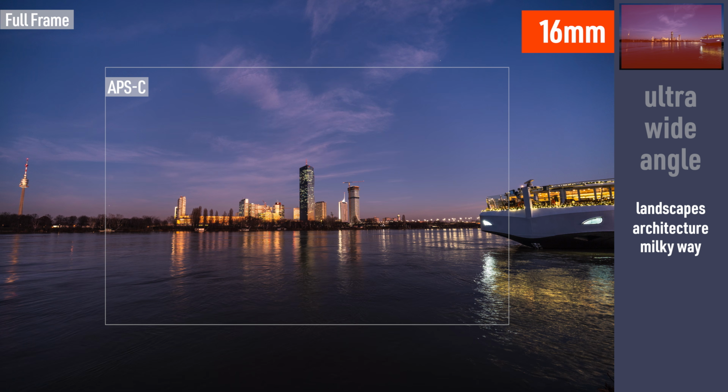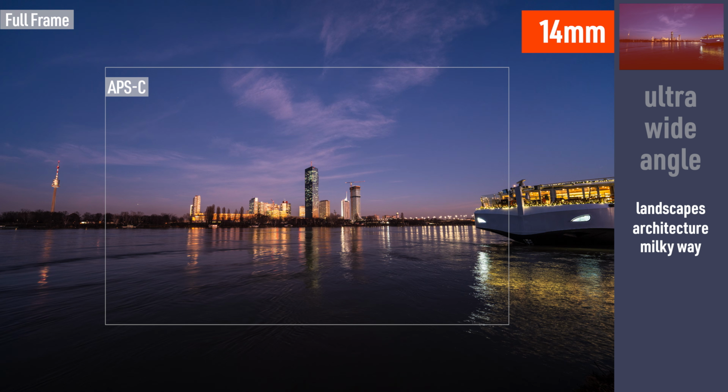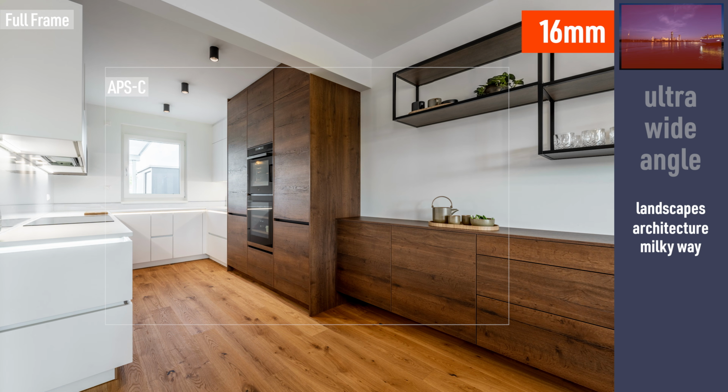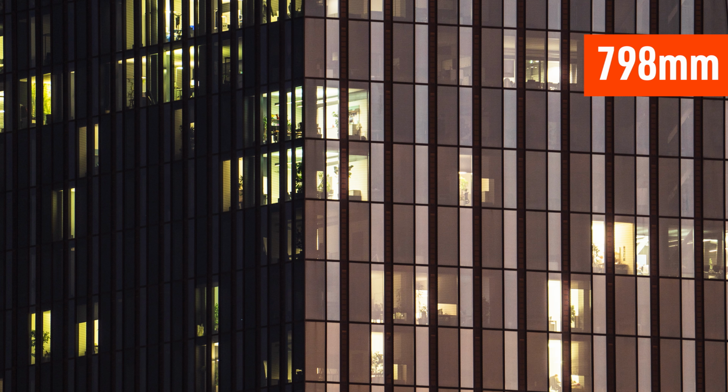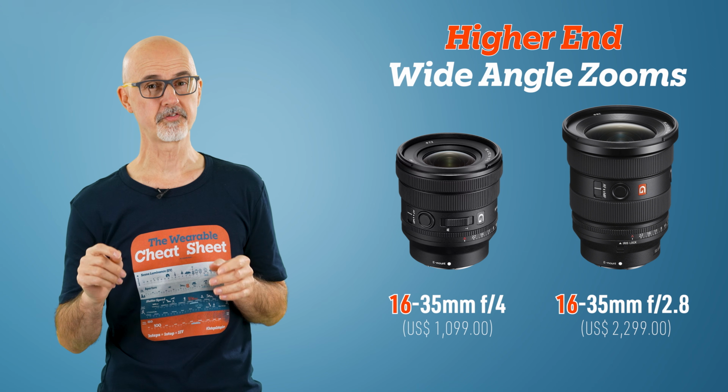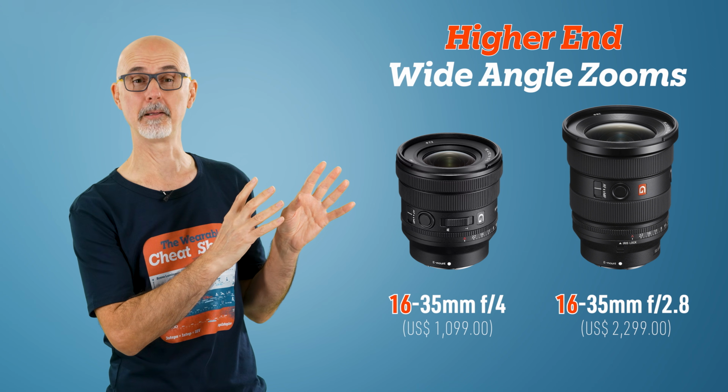Let's continue with 16mm. As you can see, with a 14mm lens you'll get quite a bit more into the frame than with a 16mm lens, despite only being 2mm difference. The longer the focal length gets, the less difference 2mm will make. 16mm is the starting focal length of higher-end wide-angle zoom lenses that are made for full-frame cameras. A very popular zoom range for these is 16 to 35mm.